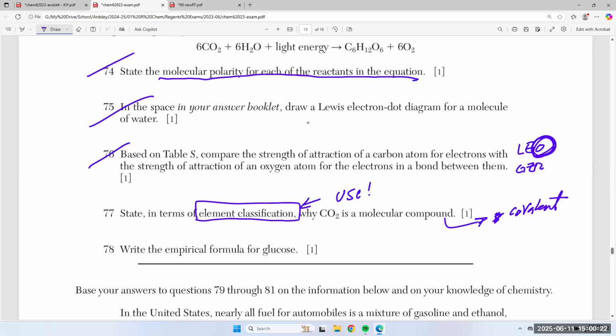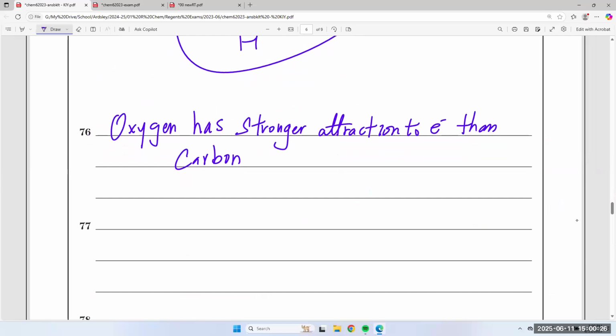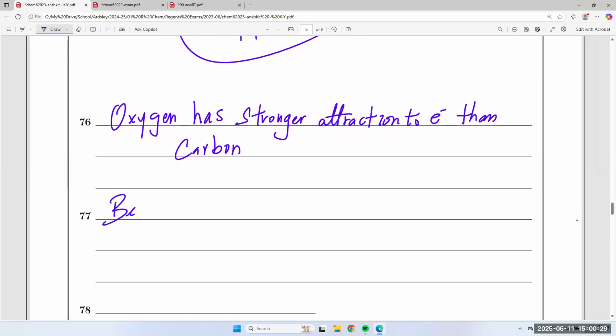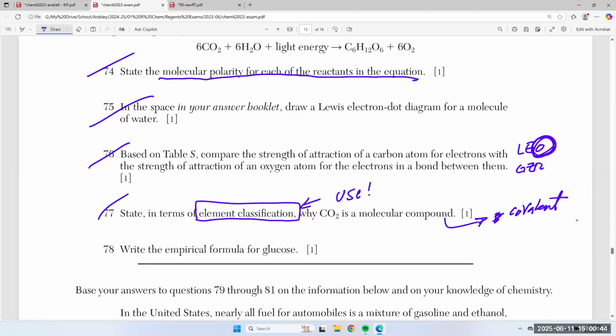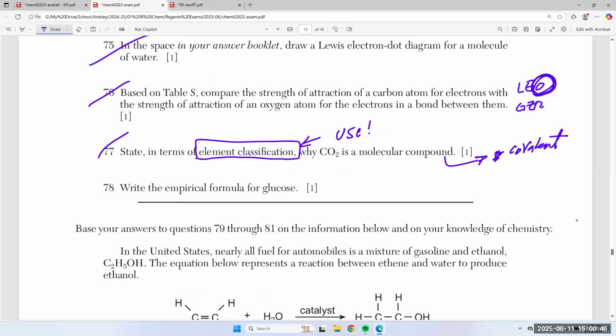So, and then what else do we know about CO2? We said it's non-polar covalent, right? So you can write because CO2 is non-polar covalent. All right, let's go. 77, we're done. 78, write the empirical formula for glucose.